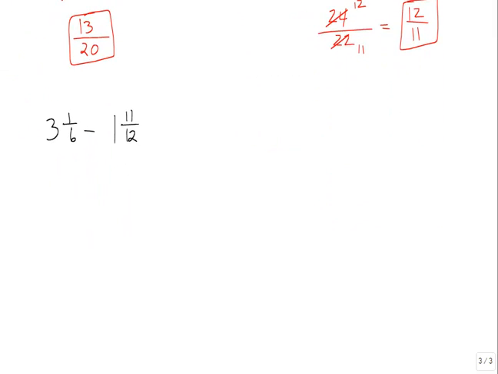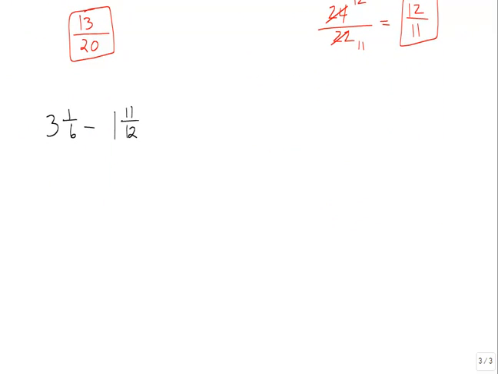Okay, the last example here has mixed fractions that we want to subtract. Now there's a couple ways to do this, but I'm going to just show you a way that's similar to how we've already approached these other problems. And the way to do that is to convert these into improper fractions first. So let's review how to do that.